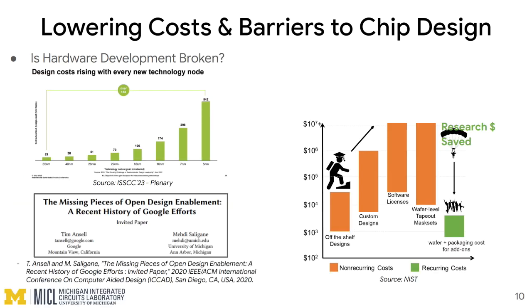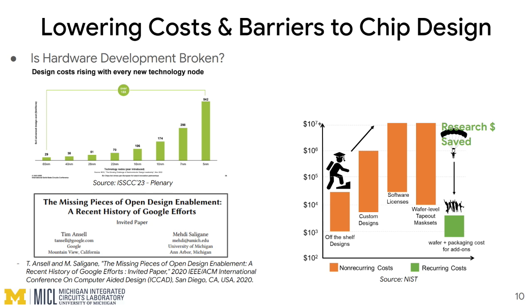So the last angle here is the cost. Chips are very expensive to make. What we really need to understand is that when we build a chip from scratch, it costs a lot of money, especially at the wafer level. Licensing IPs can be expensive. Paying for custom designs is expensive. EDA licenses are very expensive, especially at advanced nodes. And tape-out masks can cost from tens to millions of dollars.